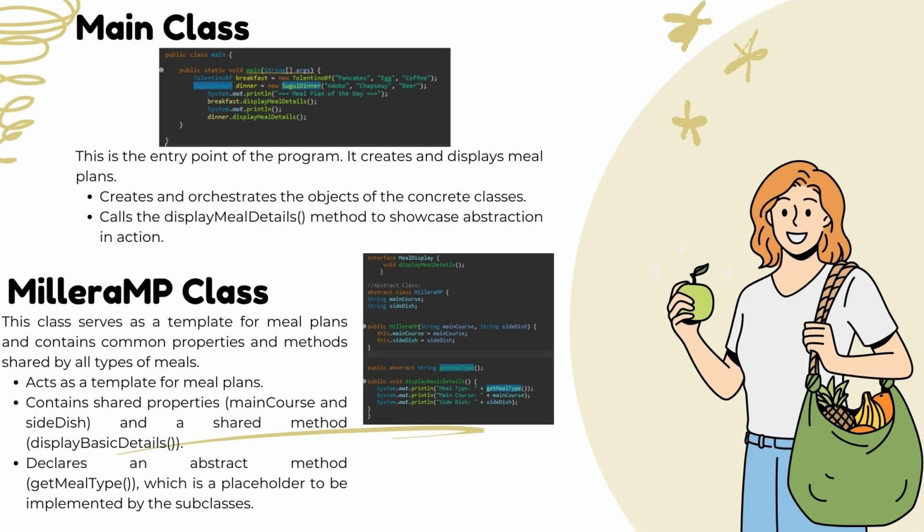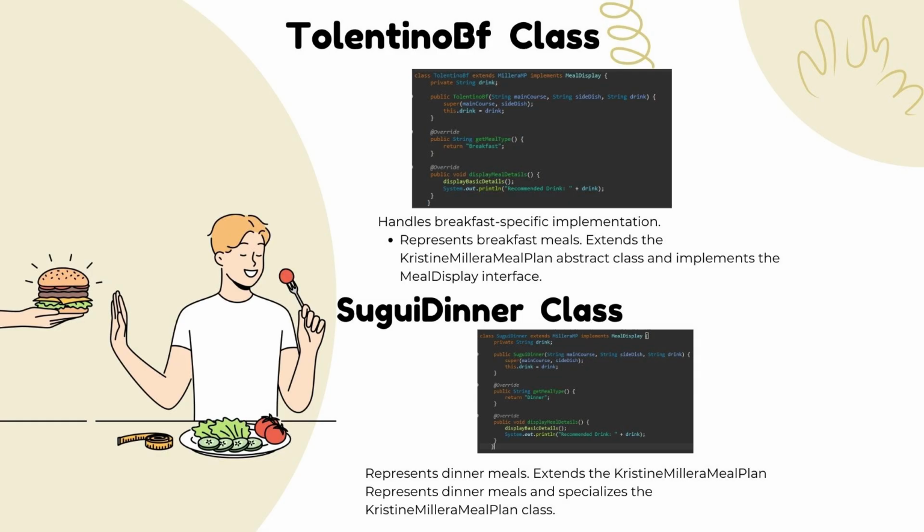The main class. It is the entry point of the program and calls the display meal details method to show the abstraction. The Miliera MP class holds basic meal details like main course and side dish, which are inherited by the Sugi Dinner and Tolentino BF classes. These subclasses implement the meal display interface, which adds the ability to display the recommended drink and other specific meal details. It is designed to handle breakfast-specific implementations within our meal planning application.